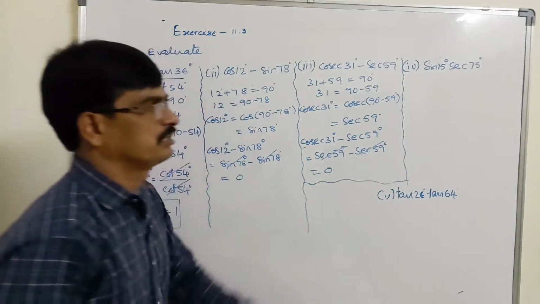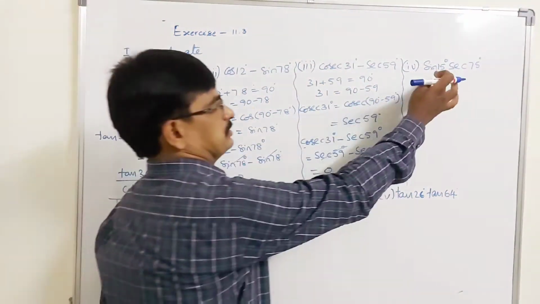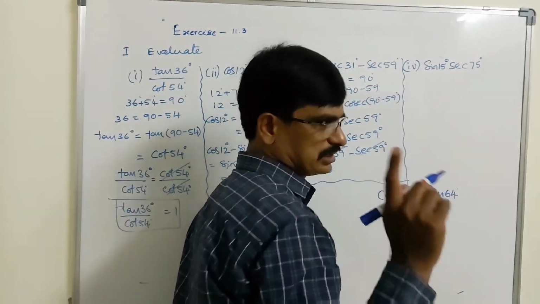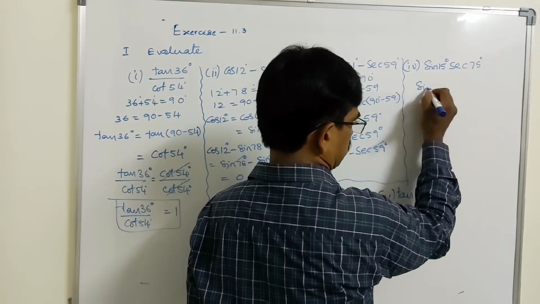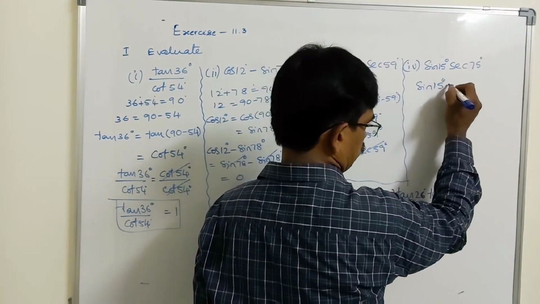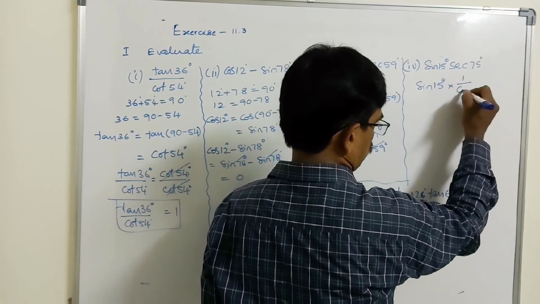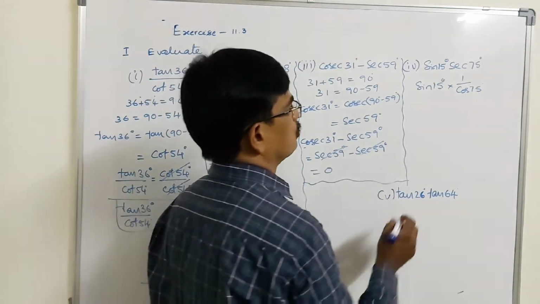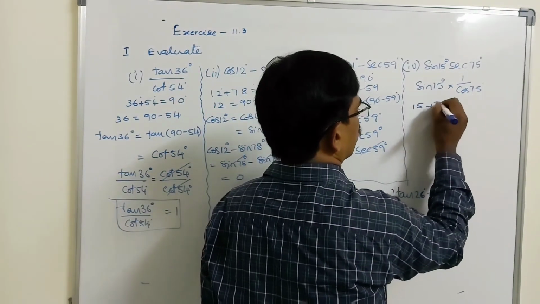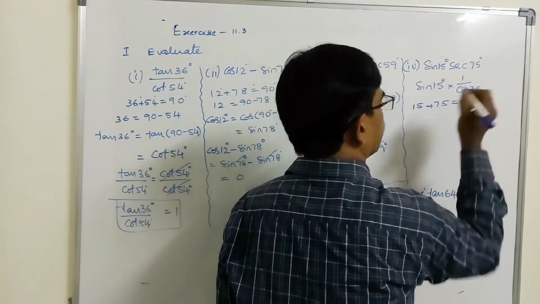Both are cancelled out, then you will get the result 0, right? Then sin 15 secant 75. Cos and secant are reciprocal to each other. That is sin 15 degrees into 1 by cos 75 degrees. Okay. Now 15 plus 75 is equal to 90 degrees.